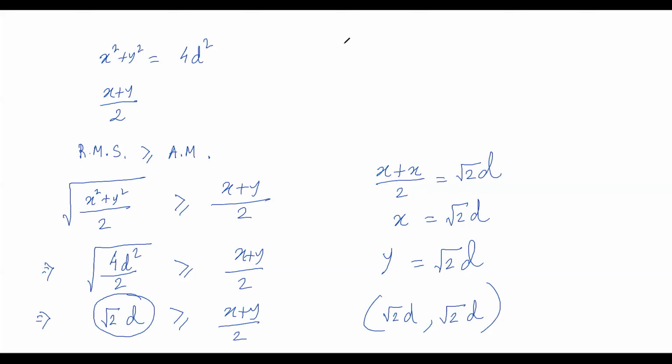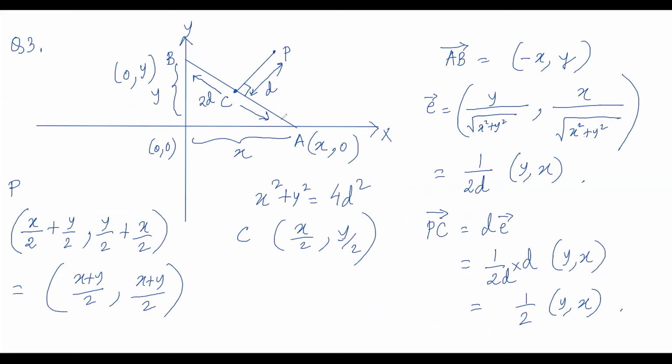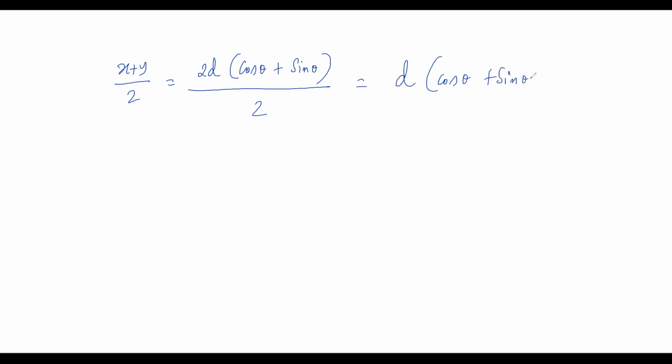Now to find the minimum value of (x plus y) by 2, let's take the help of trigonometry and let's take this angle to be theta. Then by the projection rule we can say that x is equal to 2d cos theta and y is equal to 2d sin theta. Now we have to find the minimum value of (x plus y) over 2, which is 2d (cos theta plus sin theta) by 2, and that is d (cos theta plus sin theta).